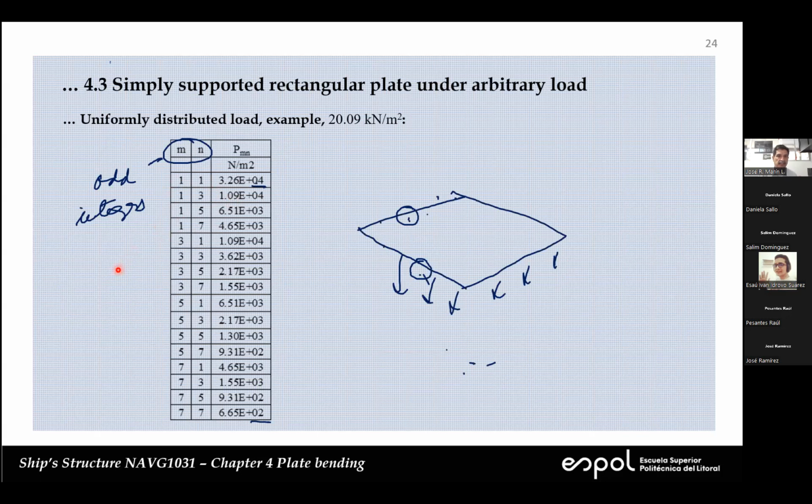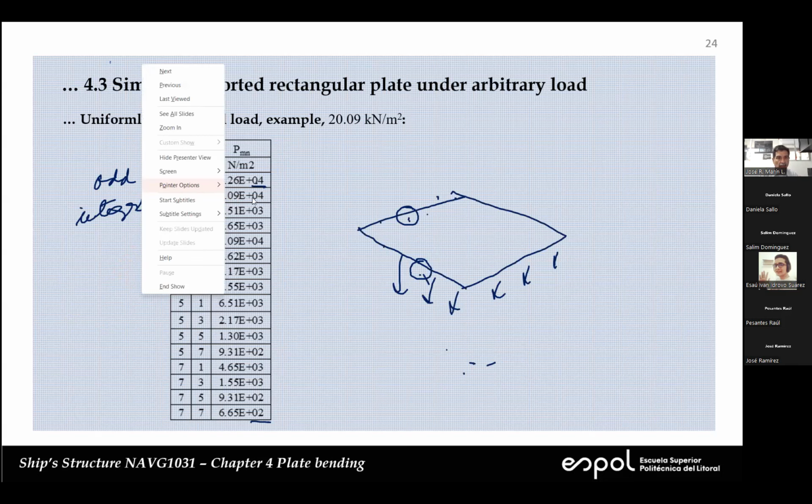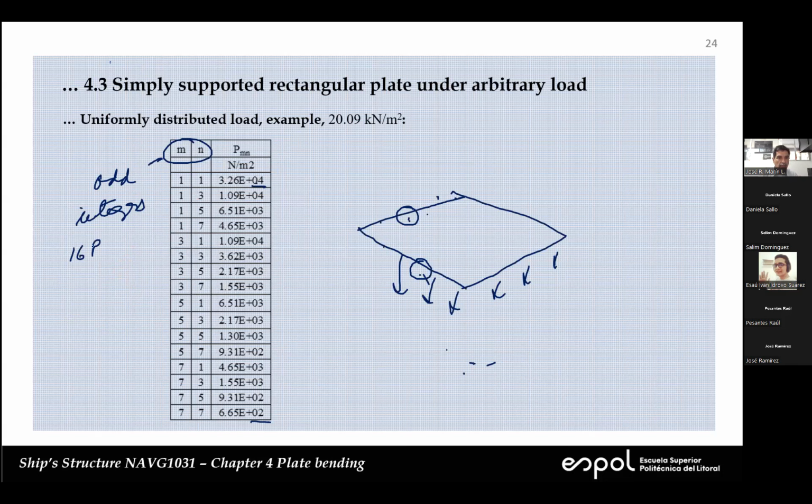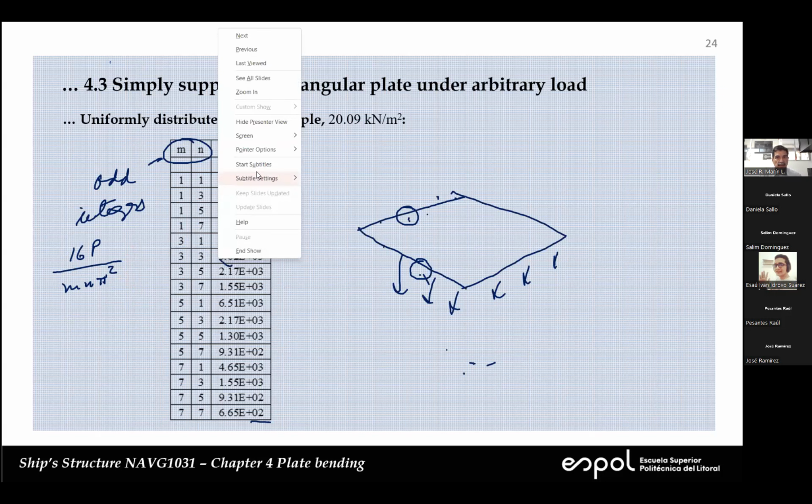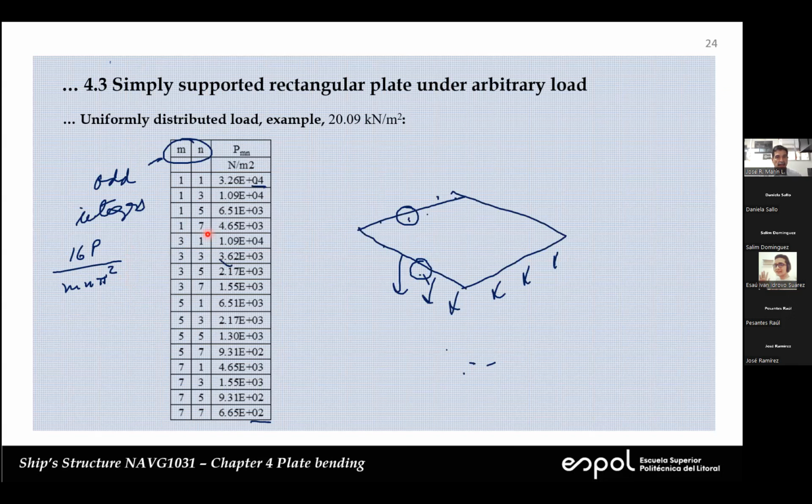So this is 16 P over M and pi squared. As you see, when we increase M or N and go downwards, these numbers decrease. The first one here is to the 4th, the last one here is to the 2nd, so there is a large difference between these and that. Now what we can do is go on and apply the combination.